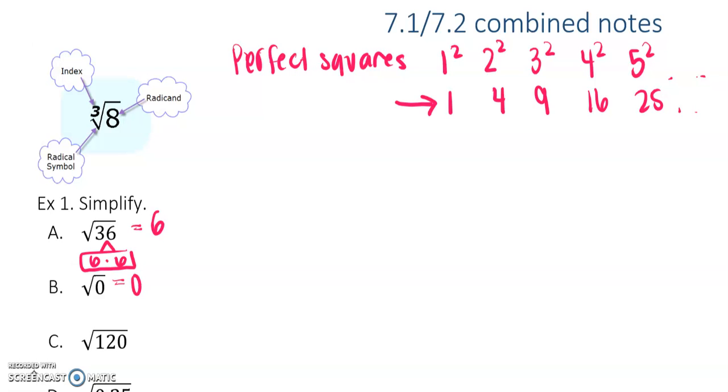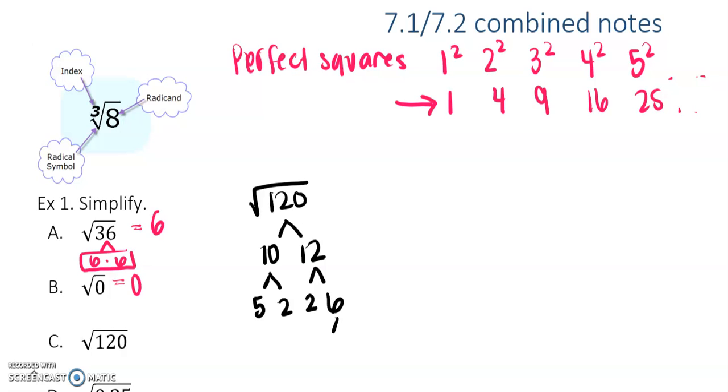So now let's do C, 120. I'm going to go ahead and do that up here because I feel like I need a little bit more space. You want to think of two numbers that multiply out to 120. That's going to be 10 and 12. And then think of two numbers that multiply out to 10, which is 5 and 2. And then maybe 2 and 6. And then you could break 6 up into 3 and 2.